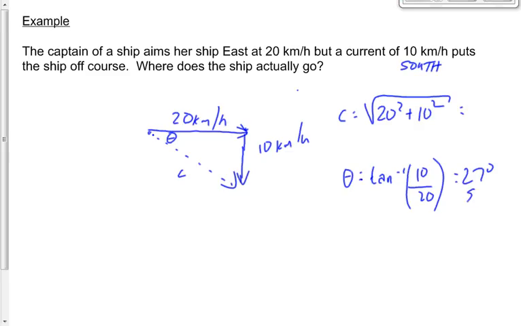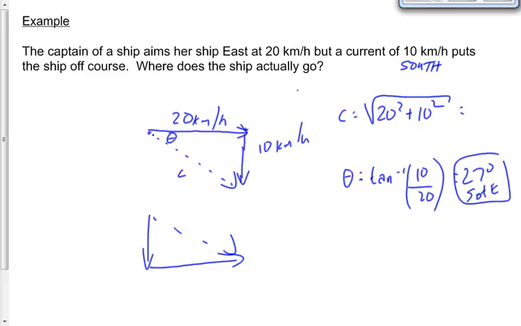South of east. Good. Now, you could have drawn it like this, right? 10, 20, that would have been fine. But if you do that, you got to make sure you calculate that angle separately, differently. You're going to find that that one would be 63 degrees east of south, not 27 degrees south of east. Equally as correct, just different number. What do we get for this one? 20 squared, 10 squared, going to be something like 22 kilometers per hour at 27 degrees south of east.